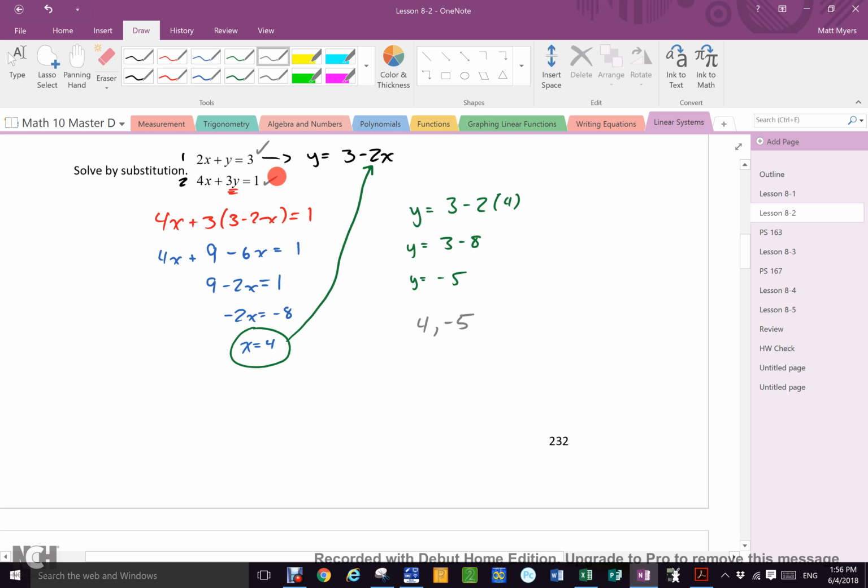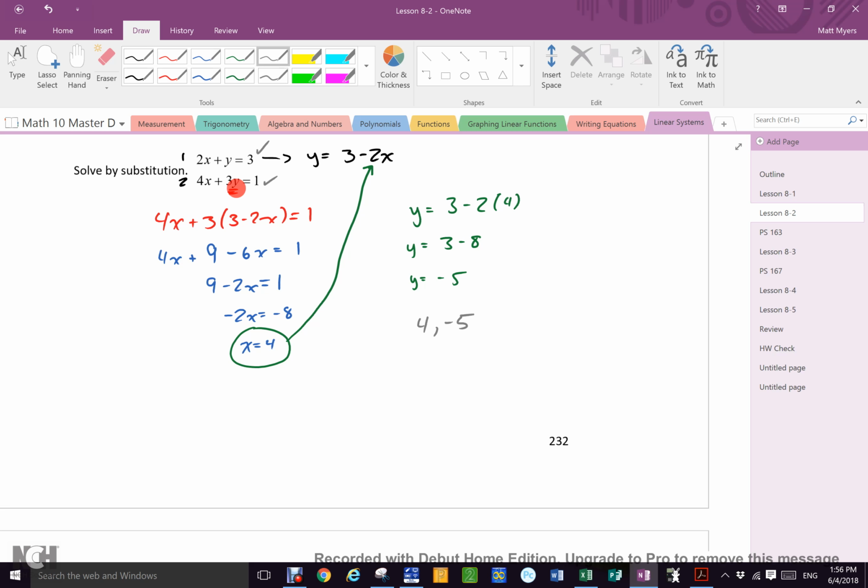Yes. Is there any reason to get any question wrong in this unit? No, because whatever answer you get, you can check. If it doesn't work in both equations, do you have the right answer? No. Would you hand it in to me? No. But should you hand it in to me? No.